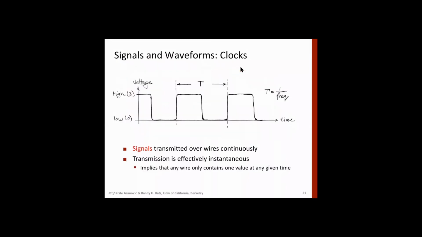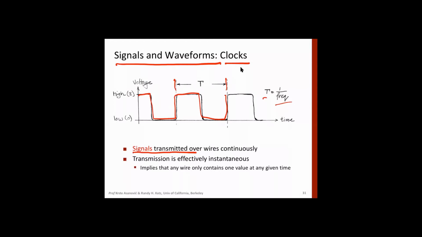All right, so let's look at an example. Let's look at the waveform of the clock. So this is a clock. You understand it, right? This is a time period or clock period, and T is equal to 1 by frequency. Simple.